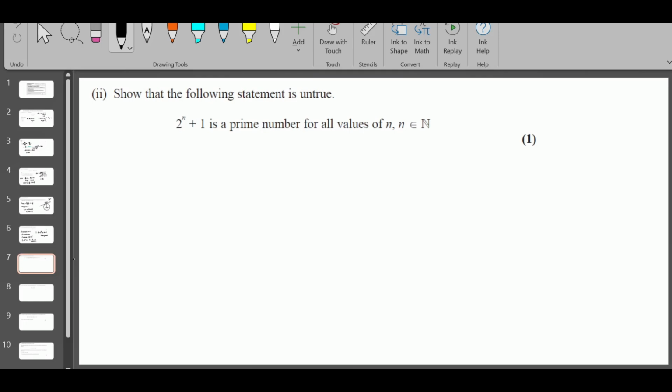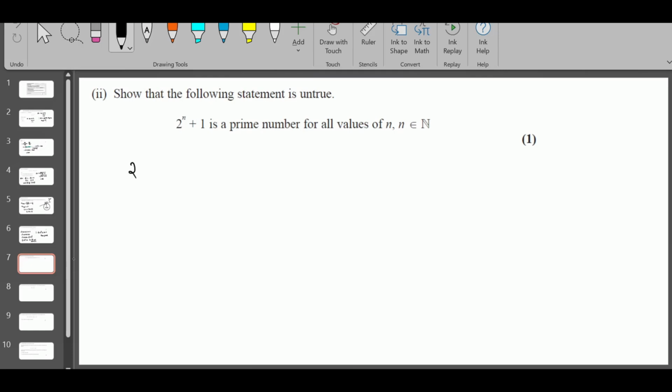And the next one is a 1-mark question. Show that the following statement is untrue: 2 power n plus 1 is a prime for all values of n, where n belongs to the natural numbers. That's very important. Natural numbers means all the counting numbers. So you can find the number n by doing some mental math or use your calculator, where 2 power n plus 1 is not a prime.